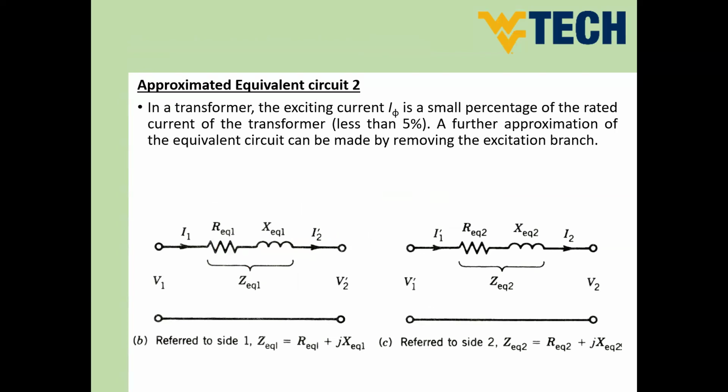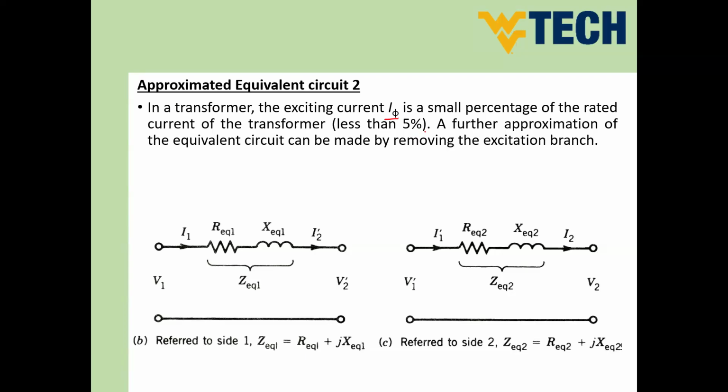A second approximation is actually going to make it very easy. If you compare this circuit you can see here and the previous one, you will find that we don't have the magnetization branch. Is it feasible to neglect the magnetization branch or not? In a transformer, the excitation current, or the exciting current I phi, is a small percentage of the rated current of the transformer. How much? Actually, it's around or less than 5%.